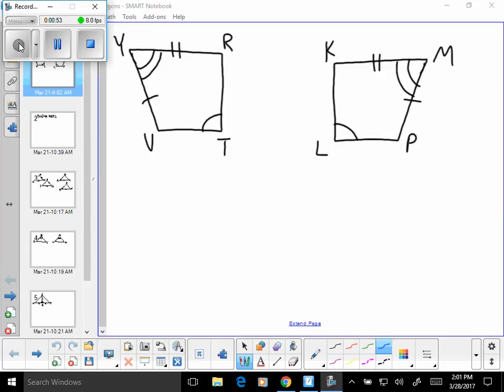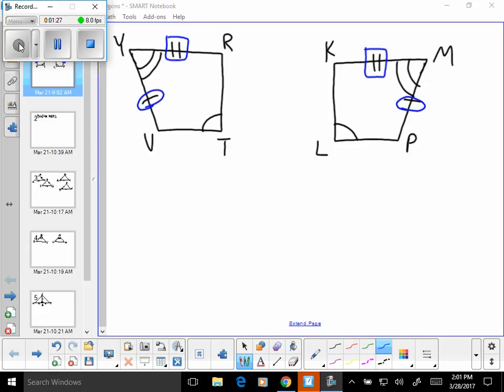What we're going to need to do is list our congruencies. And I usually tell students the best way to start is with the angles. Now, if you'll notice, we have tick marks. This is called a tick mark. And since it has the same number of ticks, that means those two sides are congruent. This has 2 ticks. This has 2 ticks. So those two sides are congruent.